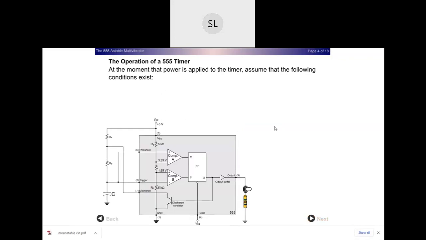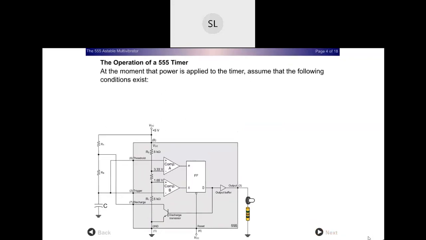Now see here, this is the circuit for the astable multivibrator. You can see here where RA has been connected between pin number 8, that is VCC, and pin number 7. Then RB is connected between pin number 7 and pin number 2, and pin number 2 and 6 have been shorted together, and at this particular node where pin number 2 and 6 have been shorted together, a capacitor is there, of a particular value.